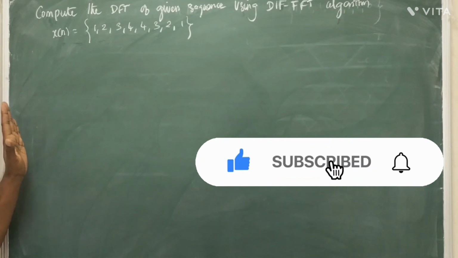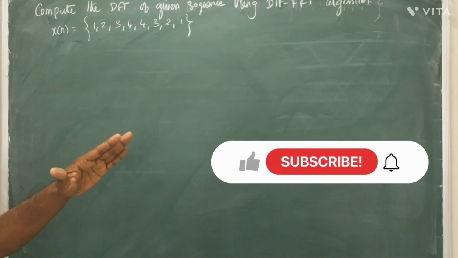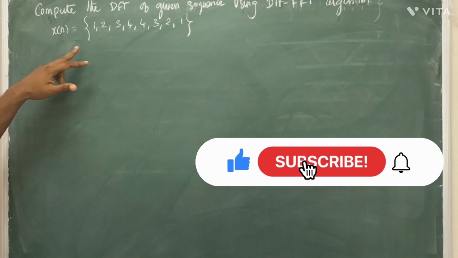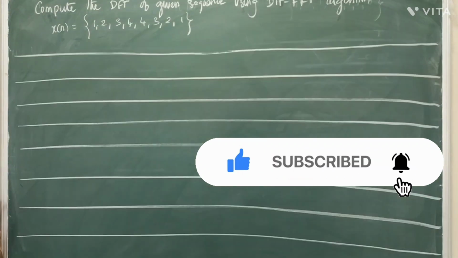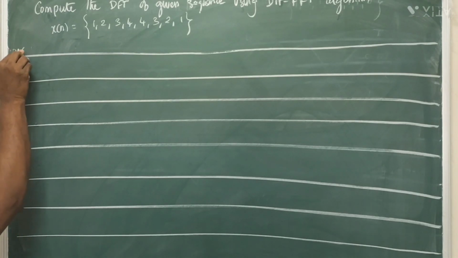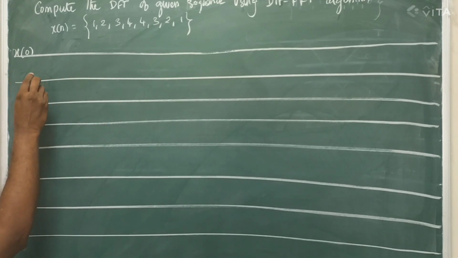That's the reverse process of the DIT-FFT algorithm. That is, the input sequence is in the normal order and the output sequence is in the bit reversal order. Let me show how to compute the DFT for a given sequence using the DIF-FFT algorithm. First, draw the 8 lines based on the number of samples. Here, in case of decimation in frequency, the input sequence should be in the normal order. As I told, the order is just opposite to the DIT-FFT algorithm.